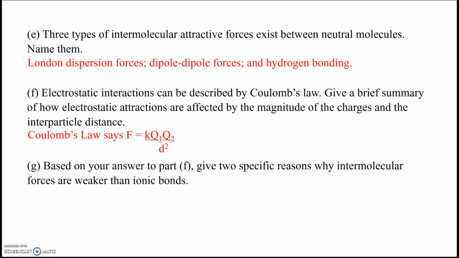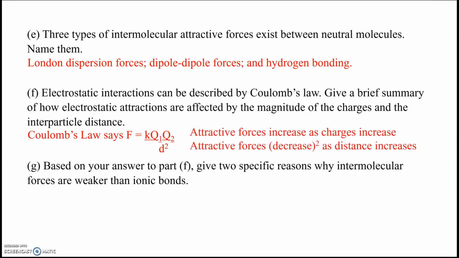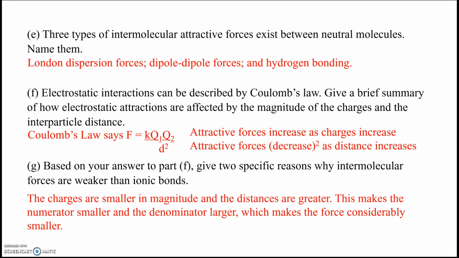So here is what Coulomb's law says, and I think all of you know this, that the force is equal to some constant K times charge 1 times charge 2 divided by the distance between them squared. So what we can say is that the attractive forces increase as the charges increase, and the attractive forces decrease to the second power as the distance increases to the first power. So question G says, based on your answer to part F, give 2 specific reasons why intermolecular forces are weaker than ionic bonds. Okay, well, that's because the charges are smaller in magnitude and the distances are greater. And that makes the numerator smaller, the denominator larger, and that just makes the force considerably smaller.